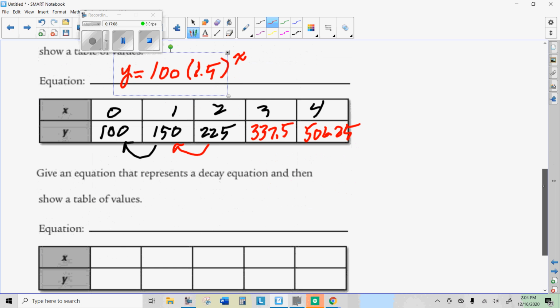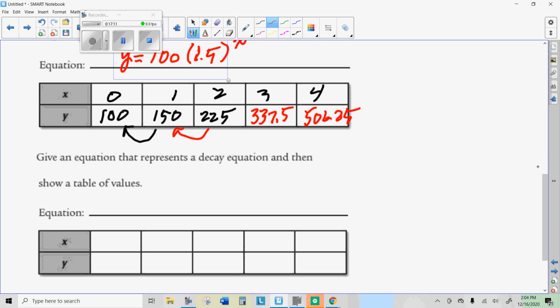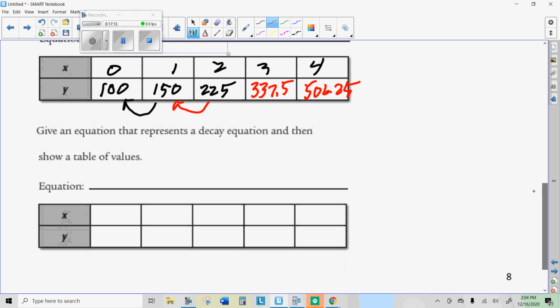All right, now I'm going to give you a decay. I'm going to give you the values, and you're going to figure out what equation I'm using. Okay, here's the numbers. I'm going to start at 200, and I'm going to go down to 150, and then 112.50. You continue, fill in the rest of them.